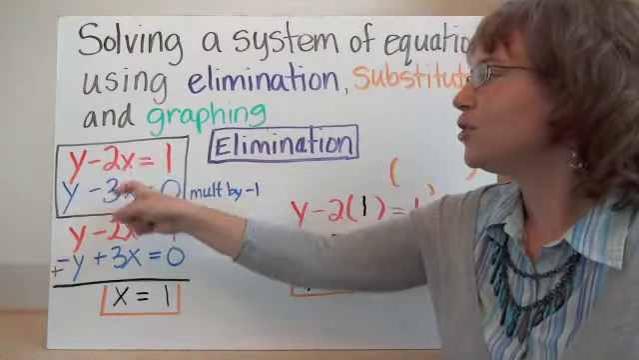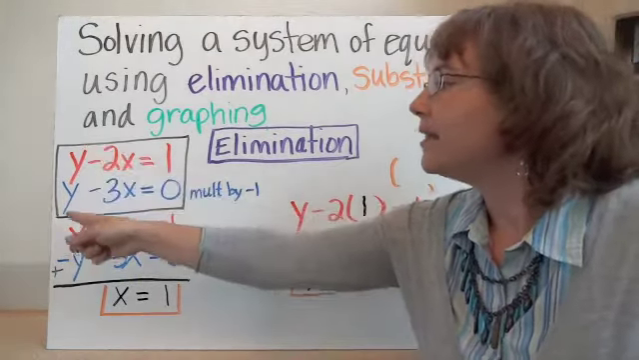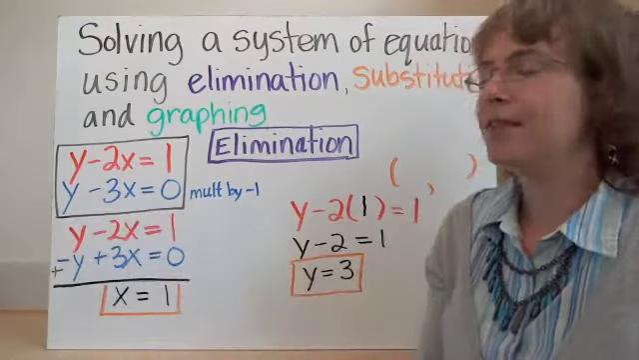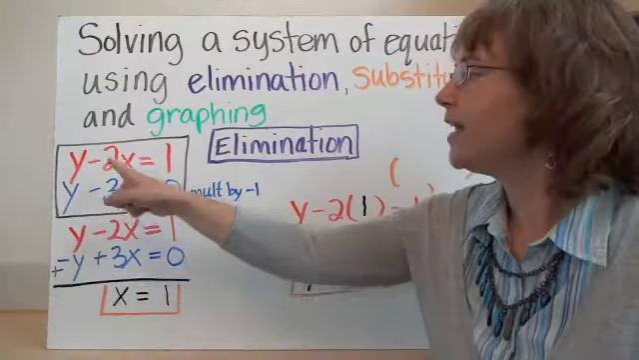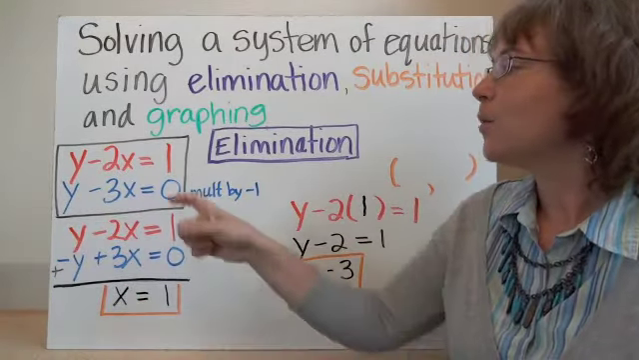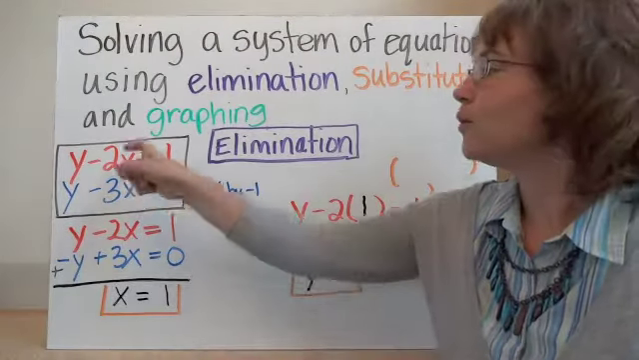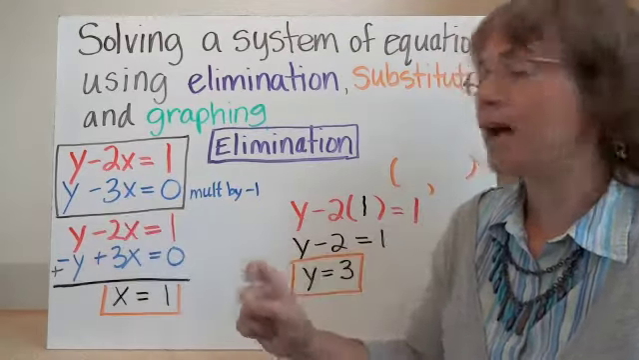So when I look at these two equations, I want to eliminate one of the variables by adding them together. But right now when I add them together, it won't eliminate any variable. Y plus y is 2y, negative 2x plus negative 3x is negative 5x. So I'm going to have to do some manipulation with one of those equations. I'm going to choose to manipulate that bottom equation.